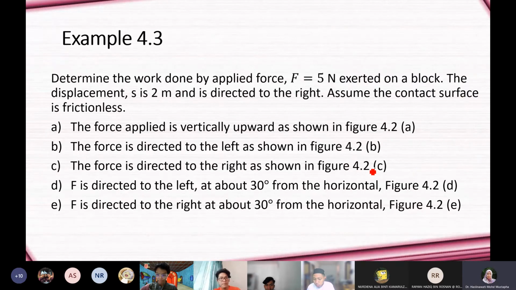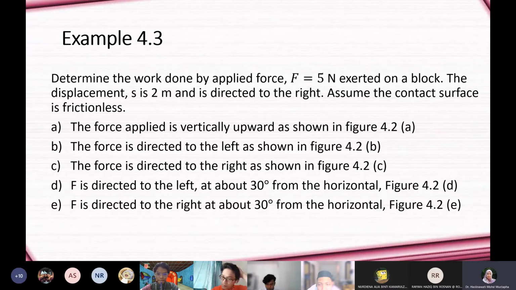Right, look at example 4.3. Determine the work done by applied force. F is equal to 5 Newton exerted on a block. The displacement is 2 meters and directed to the right. Okay, so S tu ke kanan ya. Assume the contact surface is frictionless. Okay, so untuk yang ni tak ada frictional force. Okay, frictionless. A, the force applied is vertically upward as shown in figure 4.2A. Okay. So kita nak cari work done for each situation ni lah.